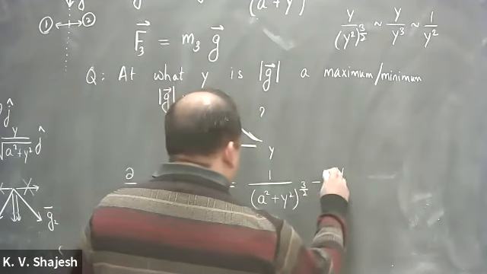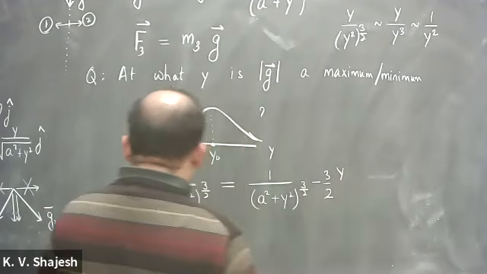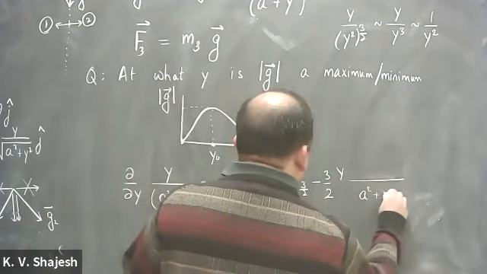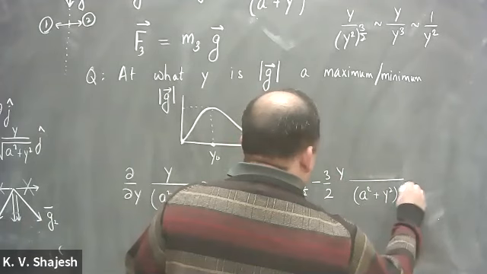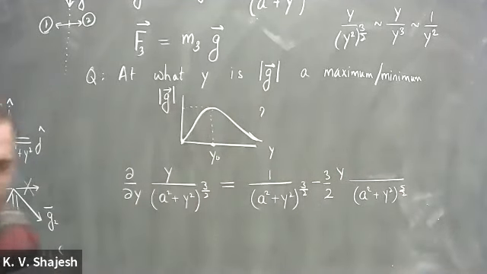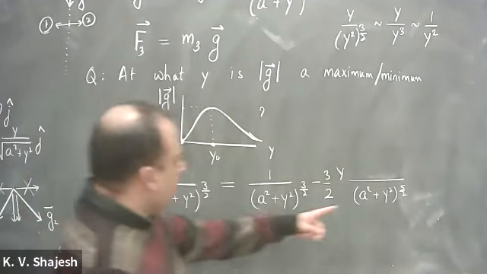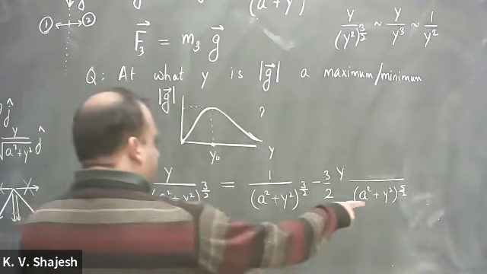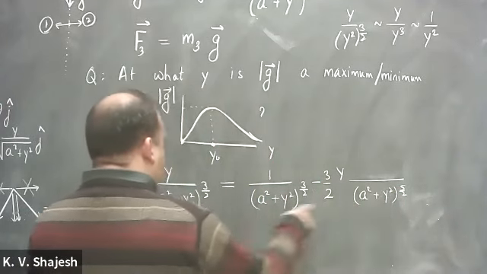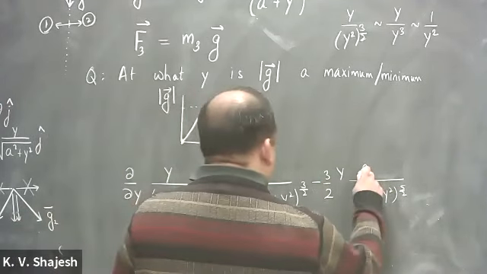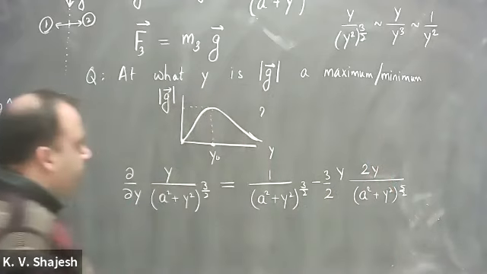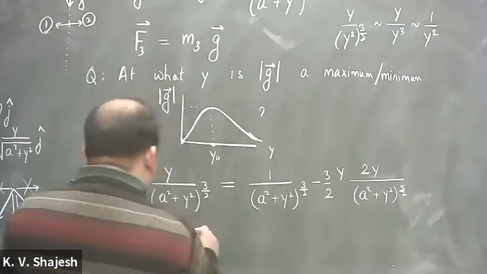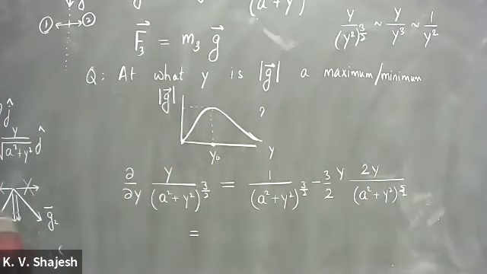That gives me a minus 3/2. Then I take the derivative of the denominator. It changes the power to 5/2. Like 3 by 2 becomes minus 3 by 2 when it goes to the numerator, then subtract 1. Then you bring it back to the denominator, it becomes 5/2. And then take the derivative of the argument a square plus y square, which is 2 times y. That's your derivative. I have to set this to 0, so it's only the numerator that matters.